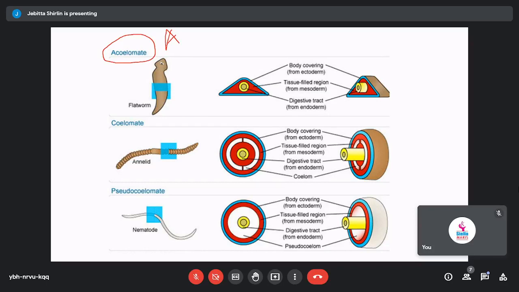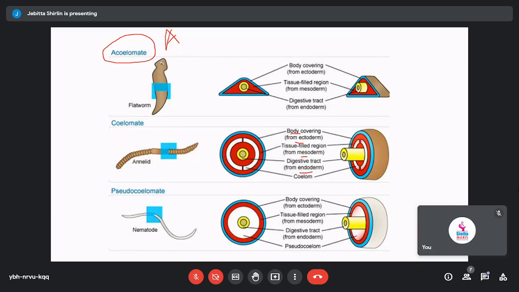Look at the second picture. You have the picture of annelid, basically an earthworm. When you take a transverse section of a coelomate animal, you will have the outermost body covering, which is the ectoderm, a middle region which is the mesoderm, and the innermost region is the endoderm, where you have all the visceral organs, which is the digestive tract. There is a region which is coelom present between the ectoderm and the endoderm, just on the covering of mesoderm. So coelom is a cavity where you have all the organs getting suspended.